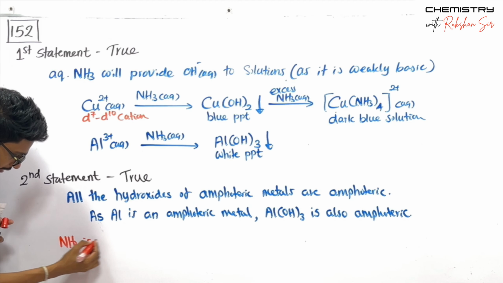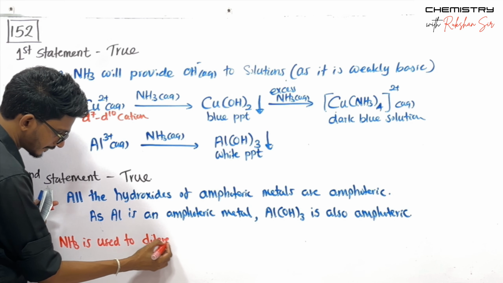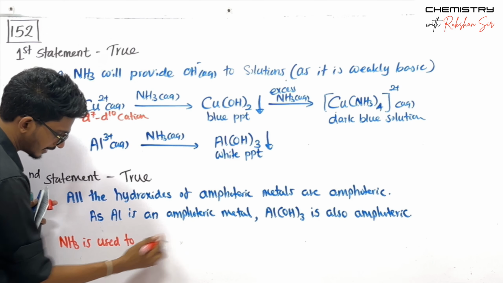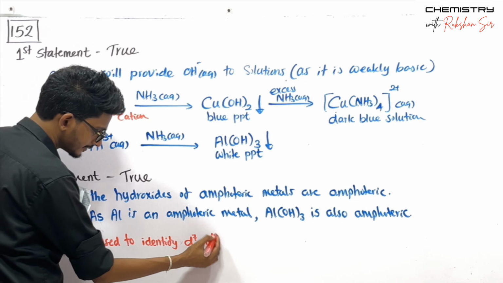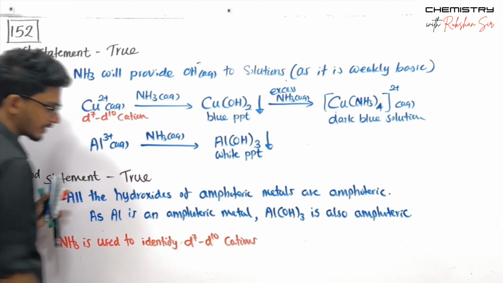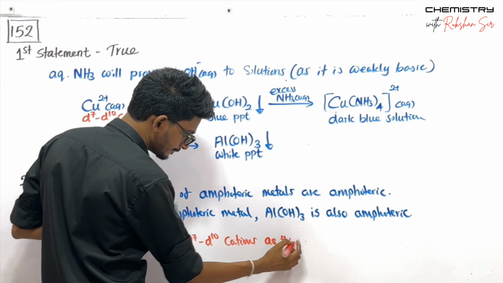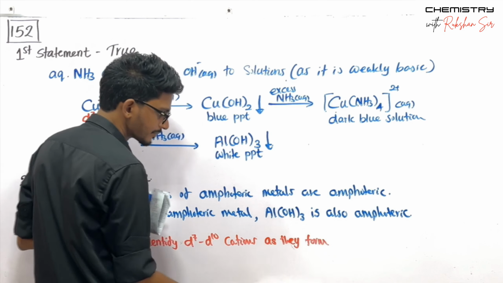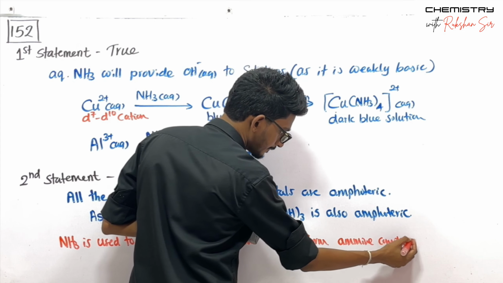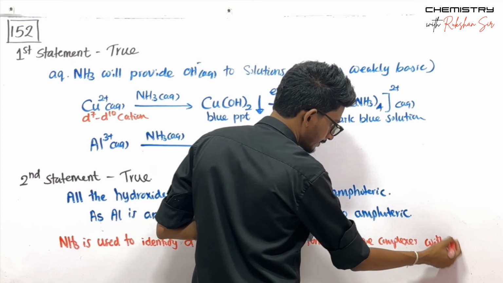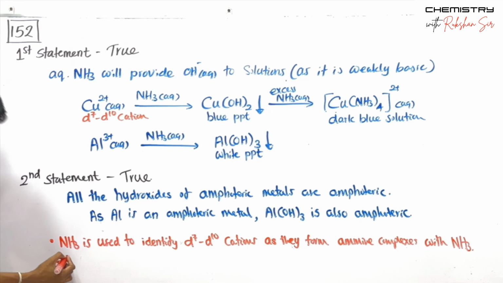NH3 is used to identify d7 to d10 cations as they form amine complexes with NH3, right? So next one, the strong bases.